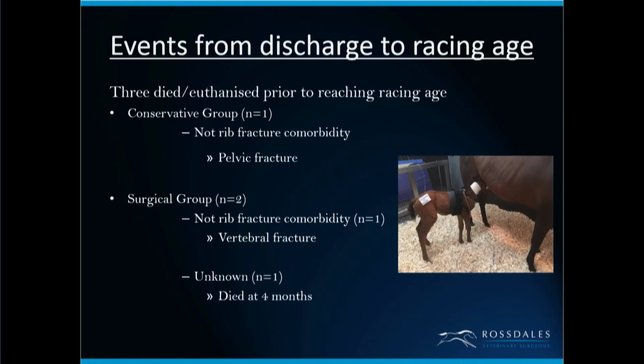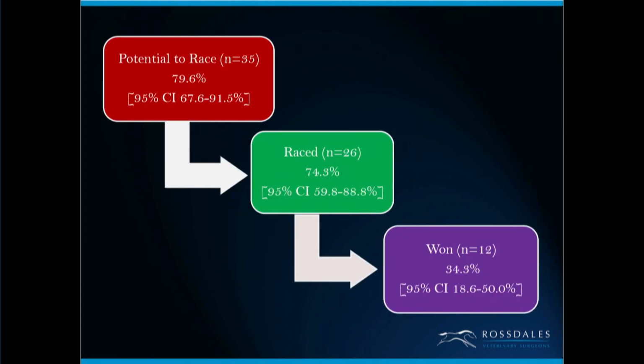So of all the foals that survived and were discharged, 3 of the foals died prior to racing age. One foal in the conservative group had a pelvic fracture, not related to the ribs, and in the surgical group 2 more died, and again not related to the rib fractures. So in total 35 foals survived to 2 years of age, so 79.6% had the potential to race. Of these, 74% raced, and then 34% went on to win.